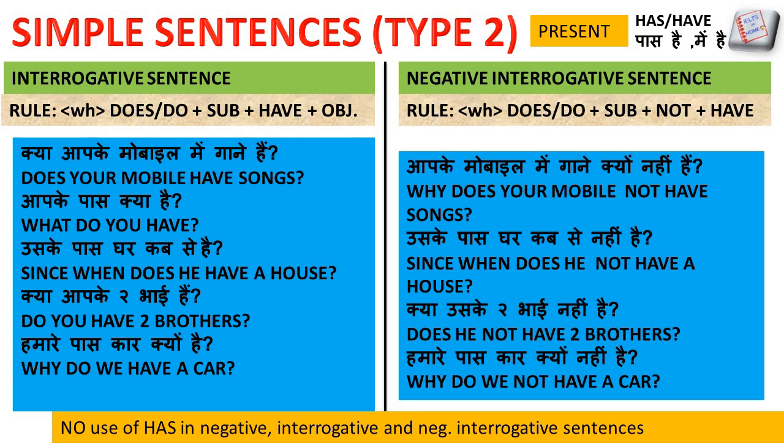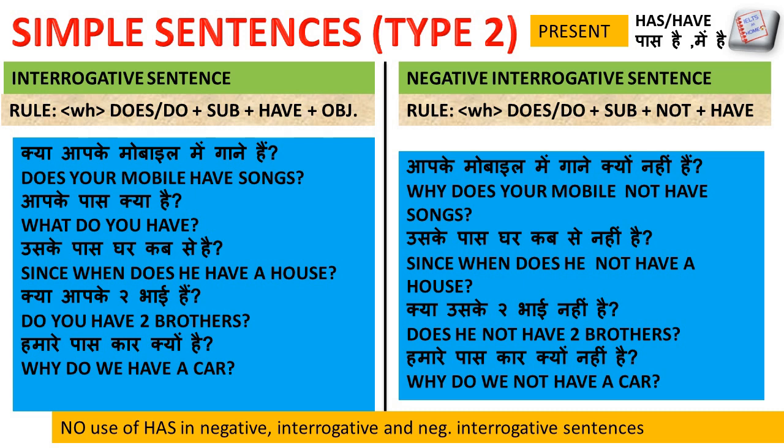And क्या आपके दो भाई हैं? Do you have two brothers? हमारे पास कार क्यों नहीं है? Why do we not have a car? So these are all examples of interrogative sentences. Just try to practice with these, and you can understand all of them. The main thing to keep in mind is that there is no action or verb in simple sentences.